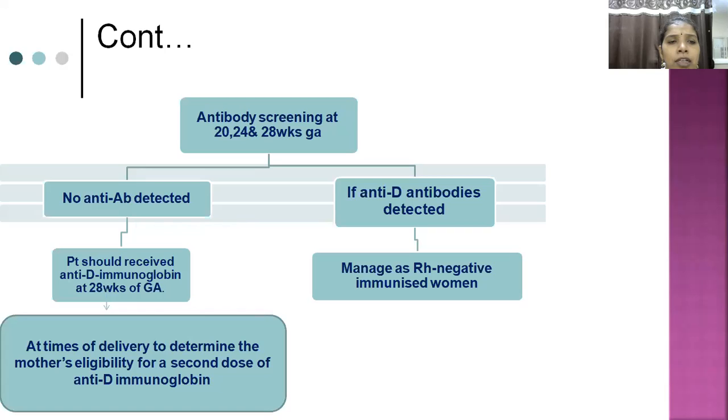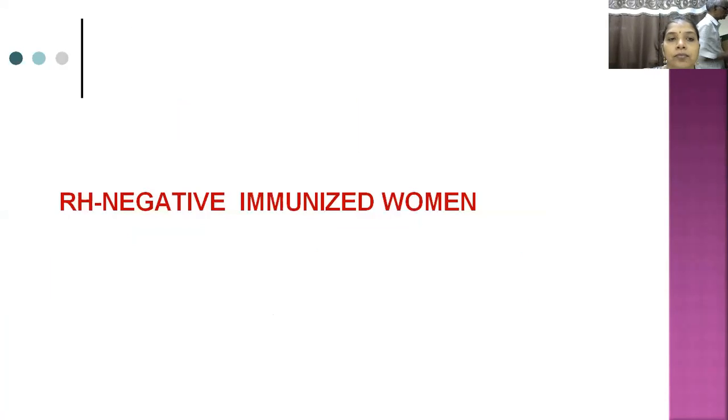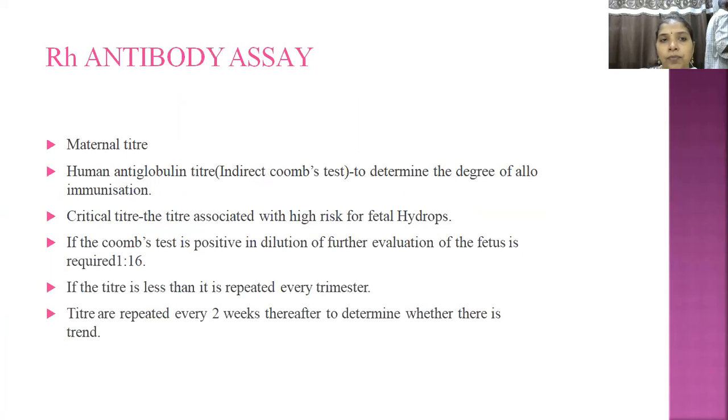If no antibody is detected, the patient should receive anti-D immunoglobulin at 28 weeks of gestation, and at the time of delivery, testing determines the mother's eligibility for a second dose of anti-D immunoglobulin. If anti-D antibody is detected, manage as an Rh negative immunized woman. So until now, we discussed Rh negative unimmunized women. Now, the Rh negative immunized women.